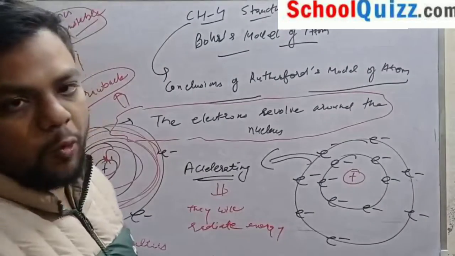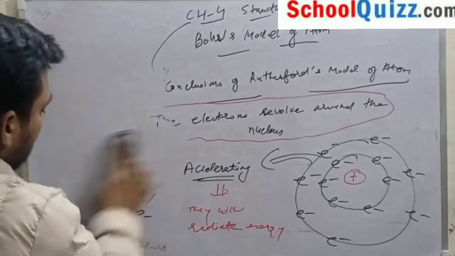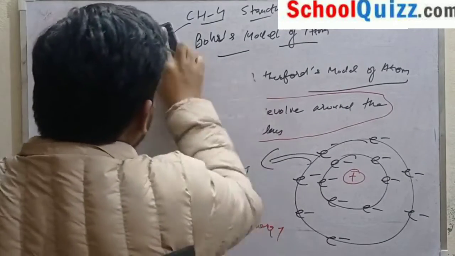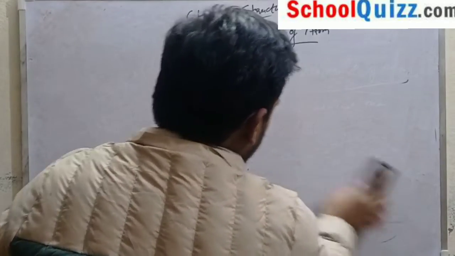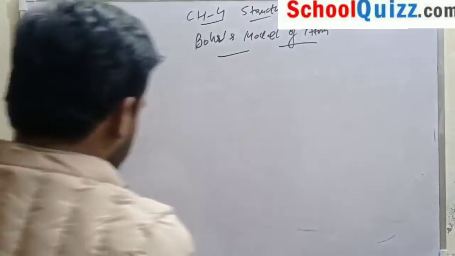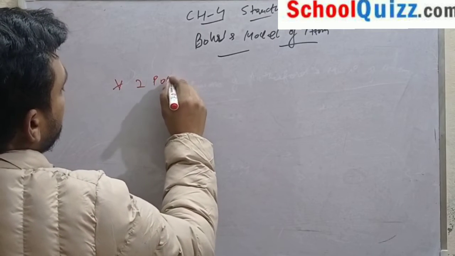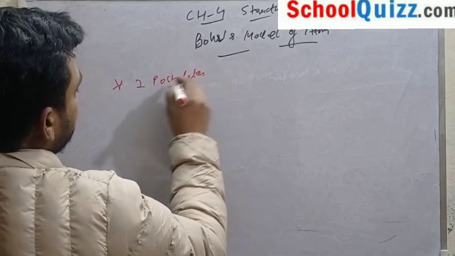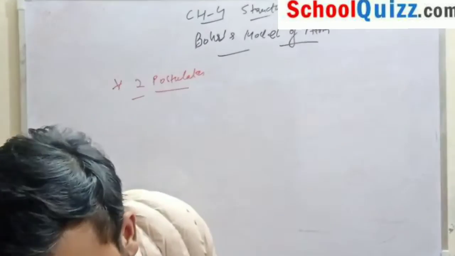Now we will discuss Bohr's model of an atom, and how he removed the drawback of the Rutherford model of an atom. There are two postulates of Bohr's model of an atom.